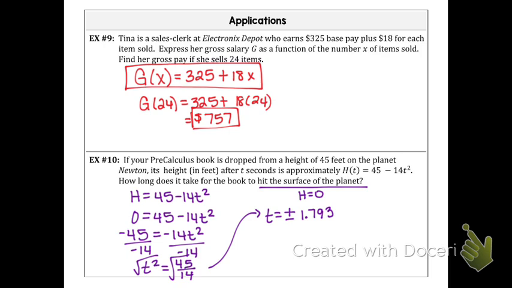But you've got to think now, so we solved the equation when it was equal to 0, but have we solved the problem? Well, the problem wants to know how long. So can T, which is time, be positive or negative? Time can't be negative. So although the plus or minus was for our equation, we know for this problem we're only going to use the positive answer. And then make sure you label time in seconds.